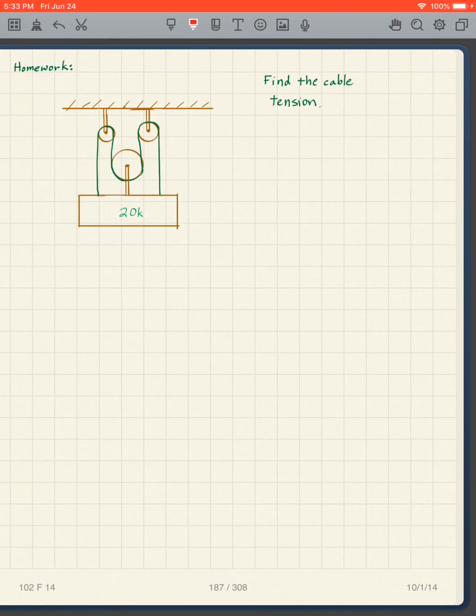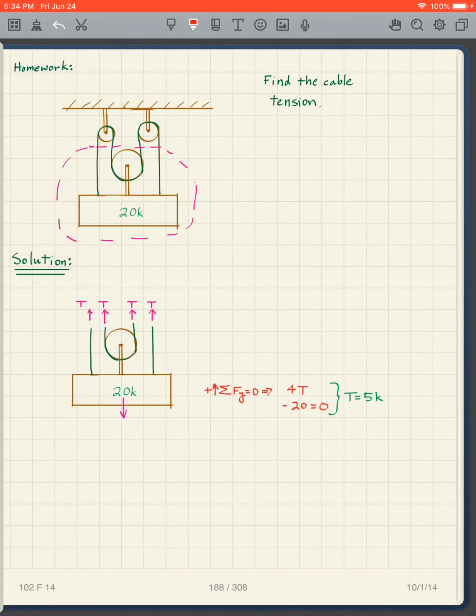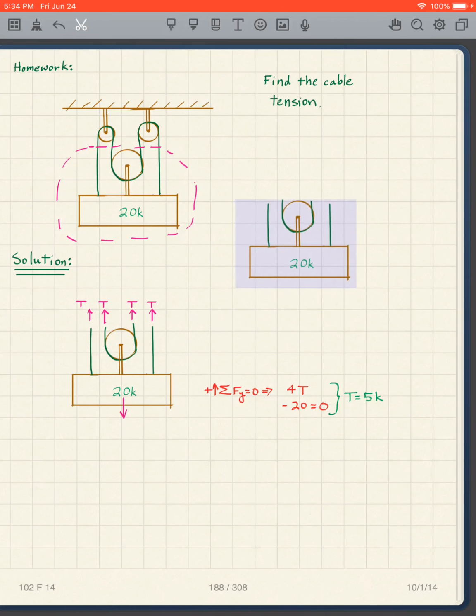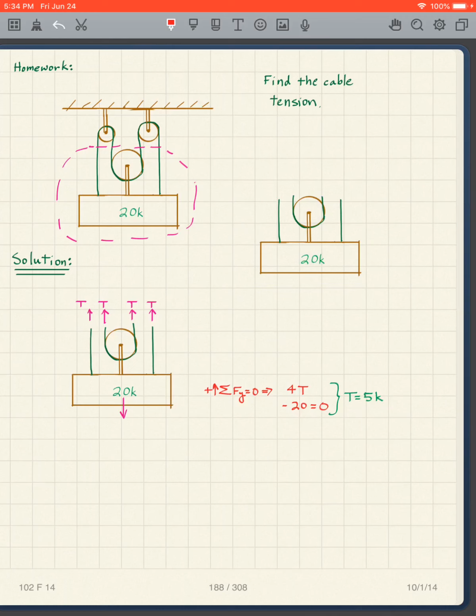Okay, so you do this one. Find the cable tension. Pause the video here and do this one. Well, again, it's pretty similar to the other one. I'll do my copy and paste here. And again, where do I make cuts.